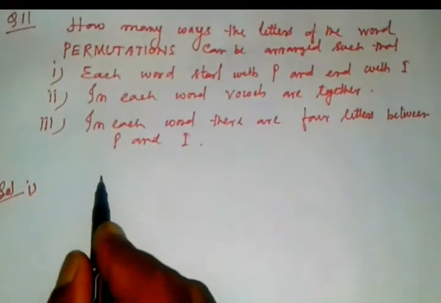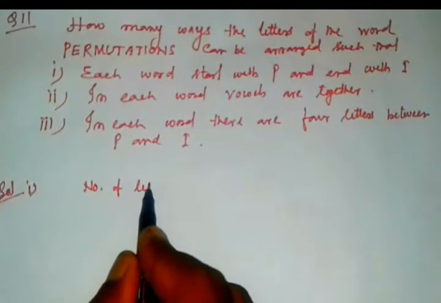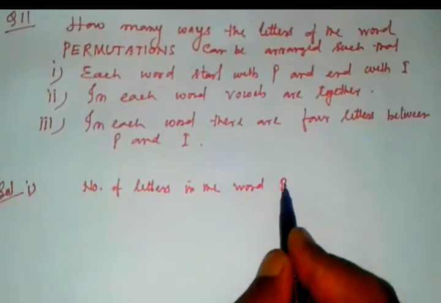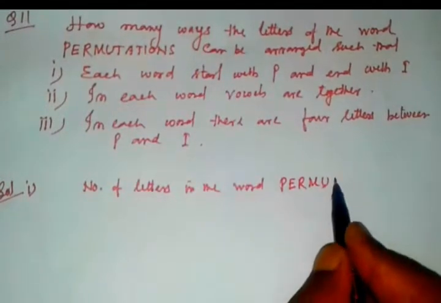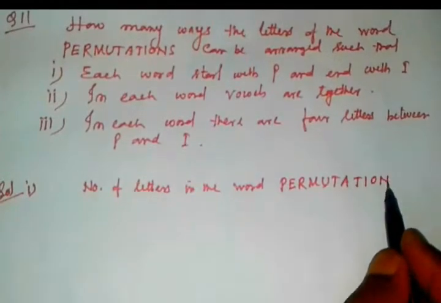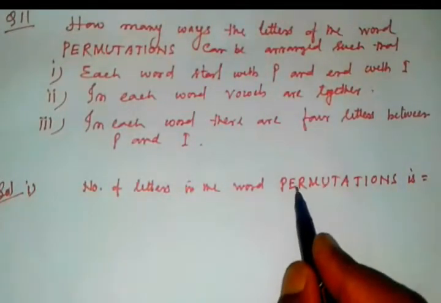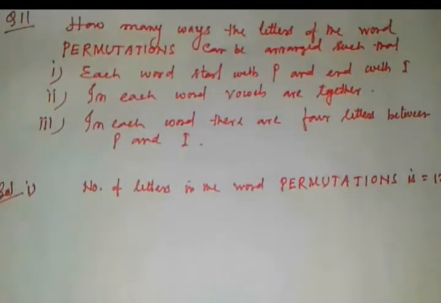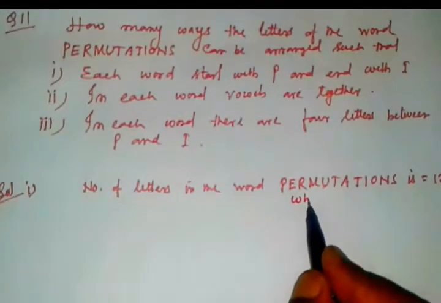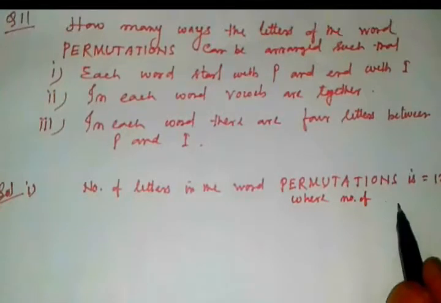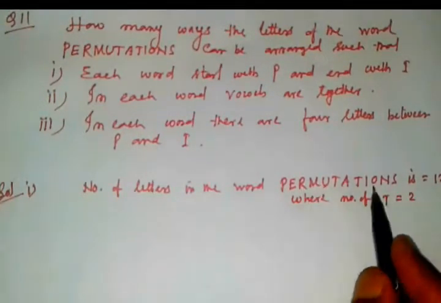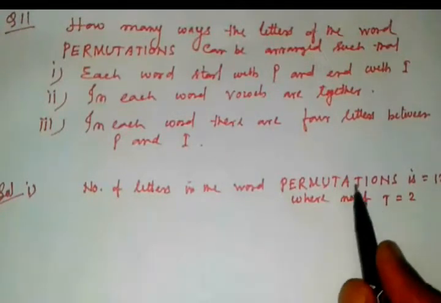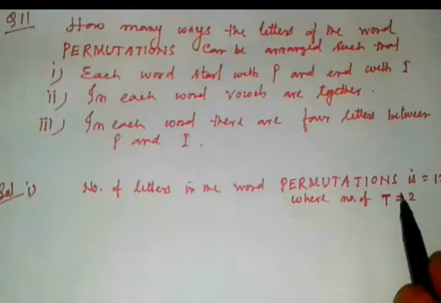Number of letters in the word PERMUTATIONS is equal to 12 letters, where the number of T is 2. Here T is double, but the other letters are single. Here T appears 2 times, the other letters appear once, so we have to write T twice.